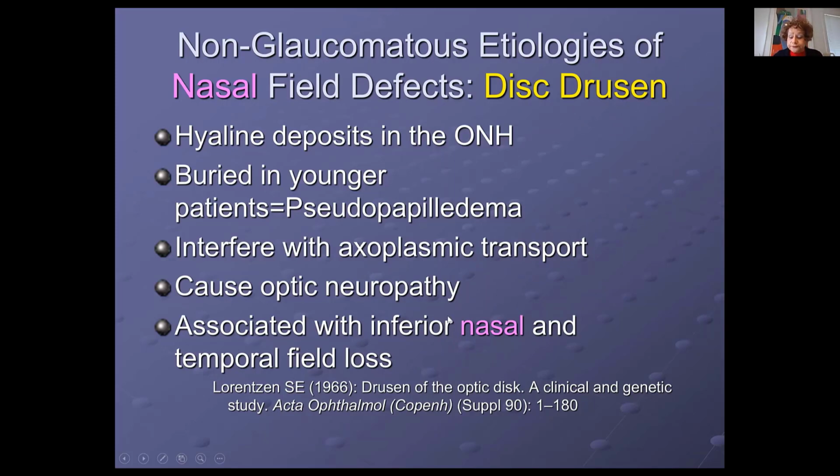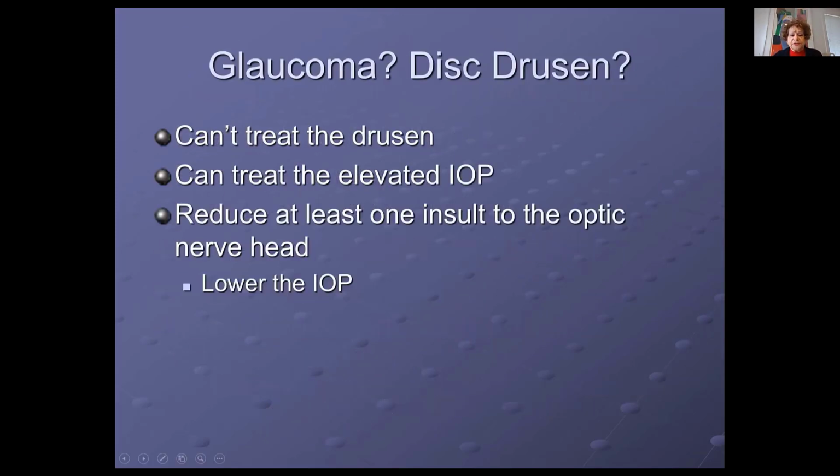So what do we do in this patient? Does she have glaucoma or does she have disc drusen? Keeping in mind that if you have visual field loss, your nerve fiber layer is going to be affected, and that can be progressive. Just like glaucoma can be progressive, optic nerve drusen also can cause progressive loss. So we cannot treat the drusen, but we can treat the elevated IOP. So it doesn't matter that we cannot assess the cup to disc ratio. We need to lower the IOP. So at least reduce one insult to the optic nerve head, lower the IOP.